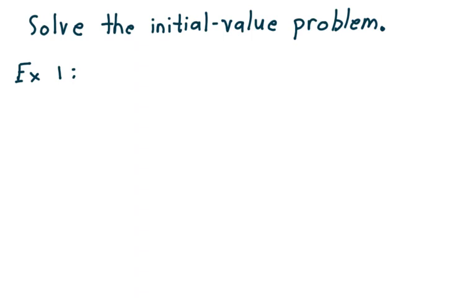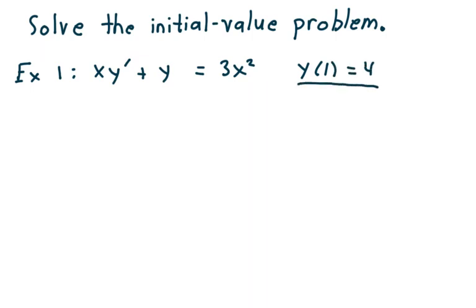Suppose I had x y prime plus y equals 3x squared, and my initial condition is y of 1 equals 4. I'm going to show you where that initial condition comes in a little bit. But we're going to solve this first-order linear differential equation in much the same way we did in the previous video.